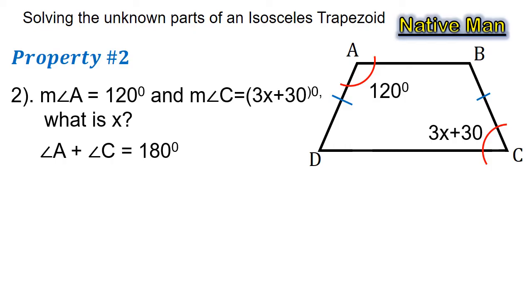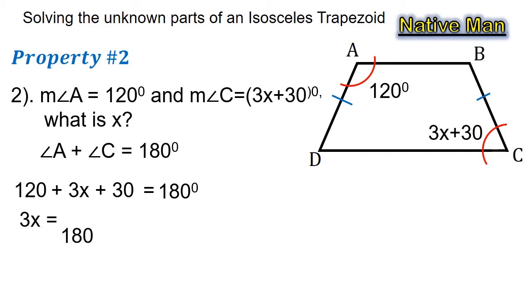Ano po? So, substitute lang po natin yung given. Measure of angle A is 120 degrees plus the measurement of angle C is 3x plus 30 degrees is equal to 180 degrees. So, yan na po yung ating equation. Pag simplify po natin yan, makukuha po natin yung value ng x. So, to simplify, lahat po ng term, yung 120 at yung 30, wala pong variable na x, lipat po natin sa right side. So, ang maiwan lang po sa left side ay 3x is equal to 180.